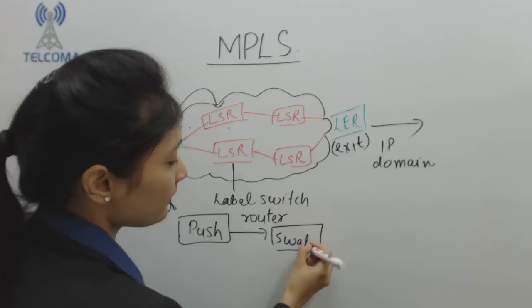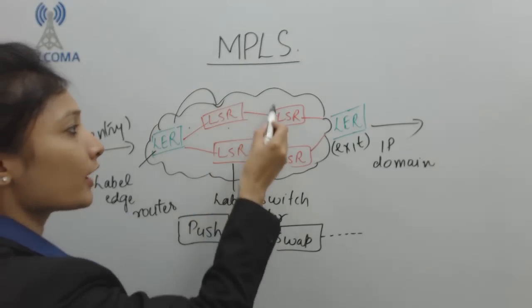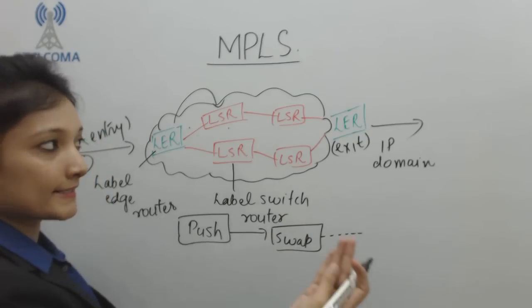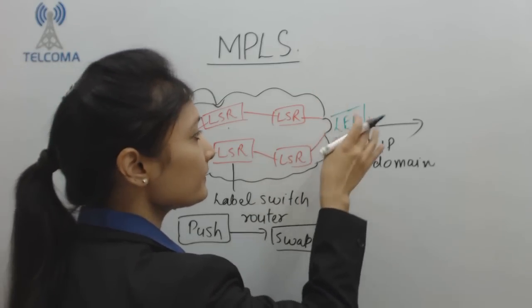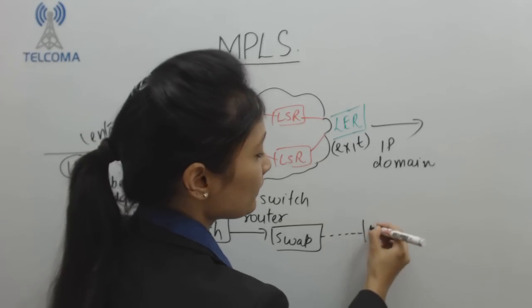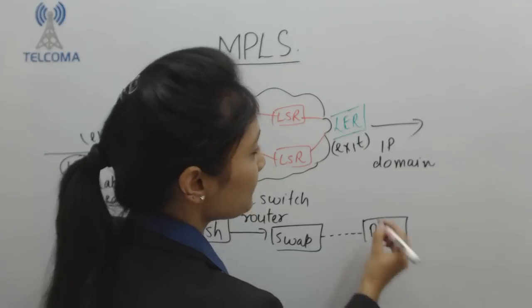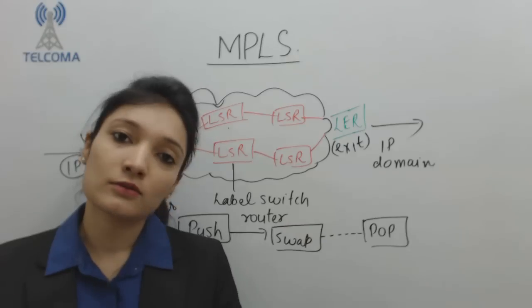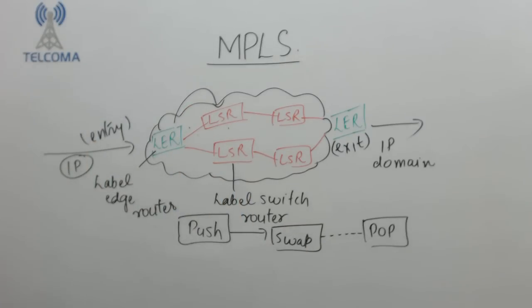Here we have only 2 LSRs, but we can have a number of label switch routers here. So it will go from one to another. It will swap, give a new label and forward it to the next LSR. When it reaches the destination, it will pop that label and then it will be forwarded to the IP domain here. So these routers use the labels to route the traffic without any additional IP lookups. At the final destination, you will simply remove that label here.